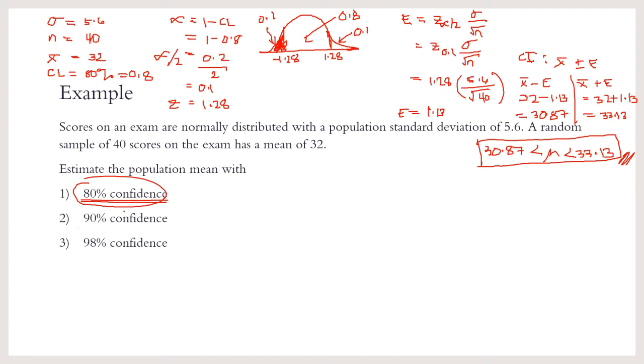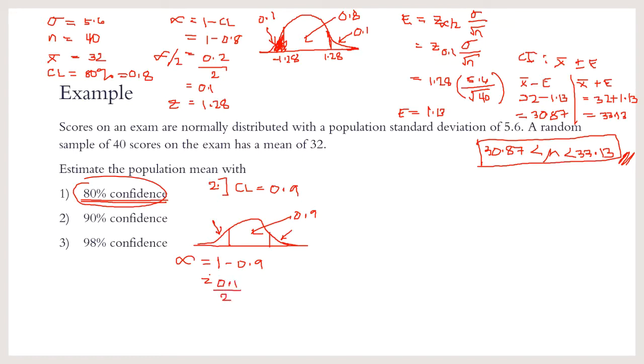Okay, now let's solve number 2, which is the 90% confidence. Our CL is 0.9, or 90% confidence. Drawing our figure again, we have 0.9 as our area in the middle. What we have left on the sides is divided by 2. So alpha is equivalent to 1 minus 0.9, which gives us 0.1, and that is still divided by 2 because we have 2 tails. That gives us 0.05, so the area on this side is 0.05 and this one is 0.05.